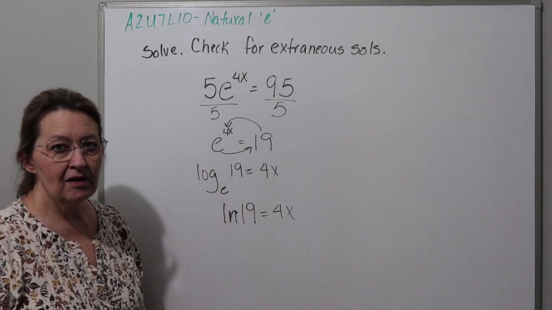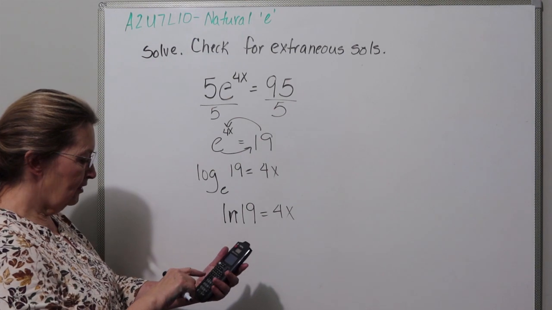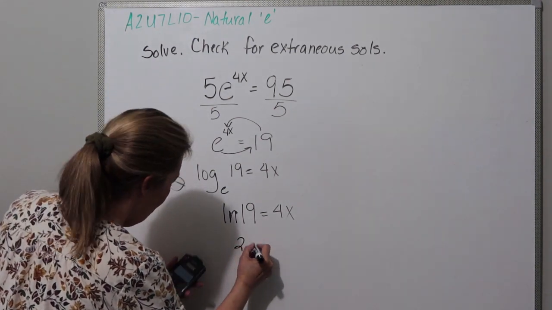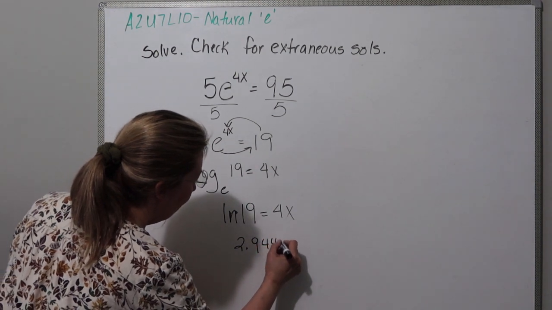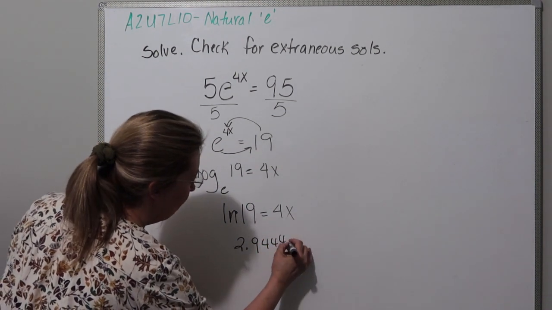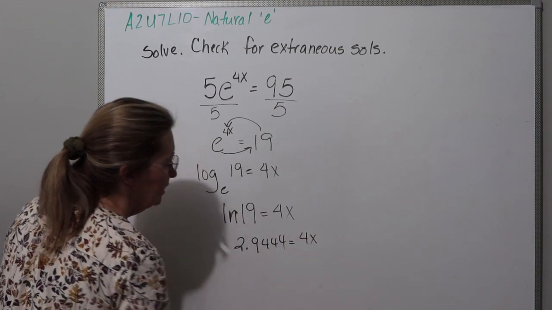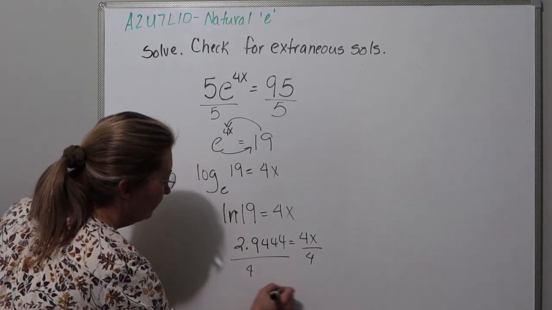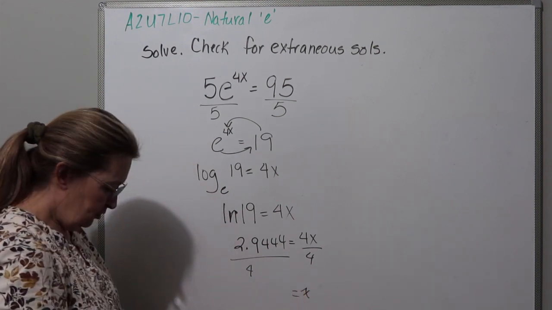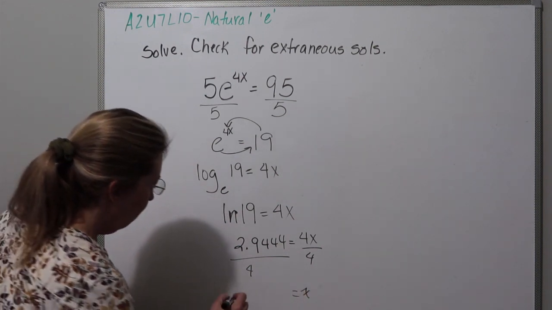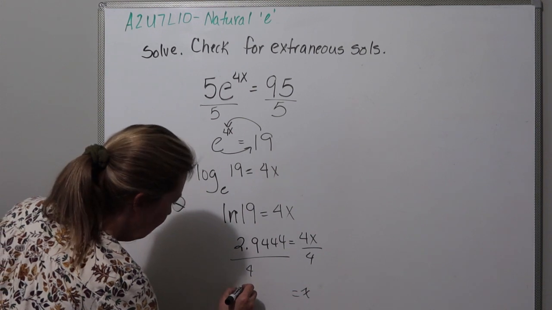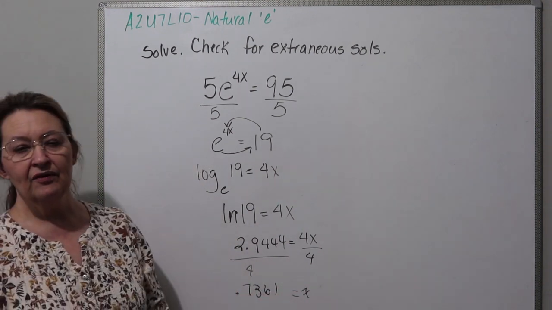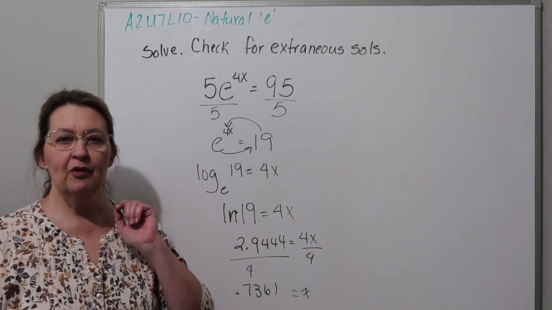ln 19 is a number, so I can use my calculator, ln 19, and I can get 2.9444, that's plenty. It goes on out, but that's plenty, equals 4x. Divide both sides by 4, and x is equal to 0.7361. Okay? And that is all there is, except you need to practice now.